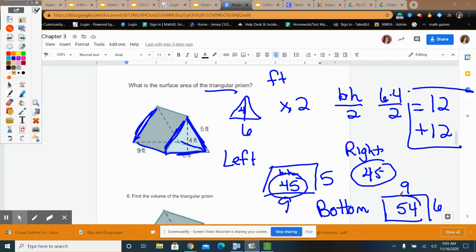So we have, actually not 4, we have 5 sides. We have 12 and 12, 45 and 45, and 54. So get your calculator, 12 plus 12 plus 45 plus 45 plus 54. That gives me 168 feet squared because we're still talking about area.